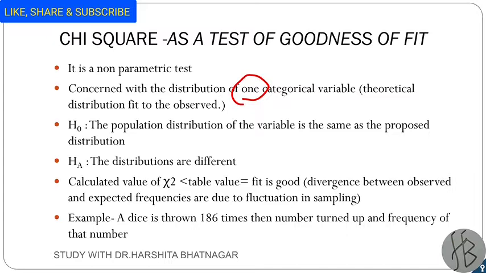For example, when a dice is thrown 186 times, the number turned up and the frequency of that number is given in the question, and you have to calculate the frequencies. Observed frequencies will be given in the question. Expected frequency you will calculate by dividing 186 by 6. Then you will get the expected frequencies. And in this way you have to solve the question. You have to put the values in the formula that I will narrate in my next slides.